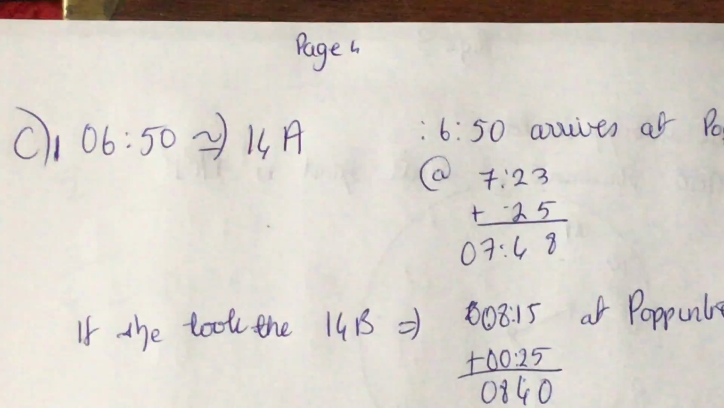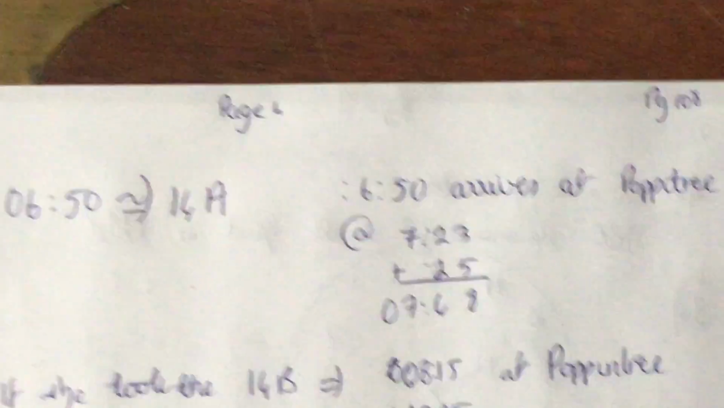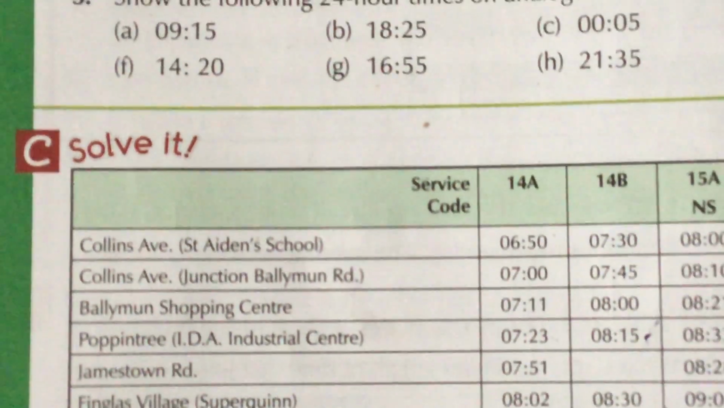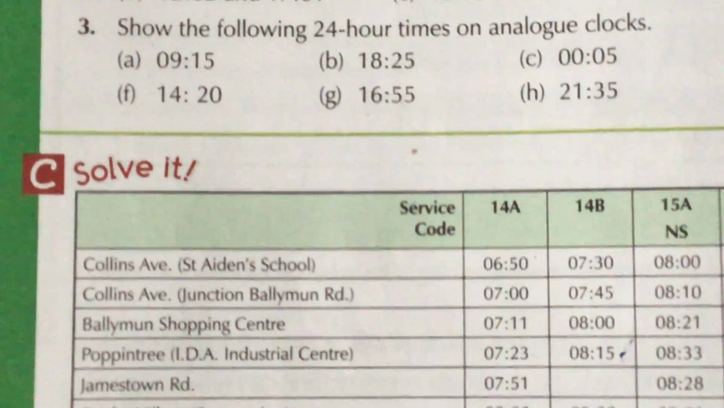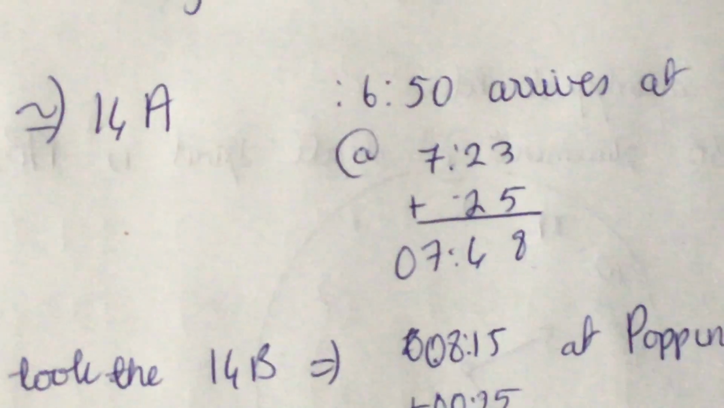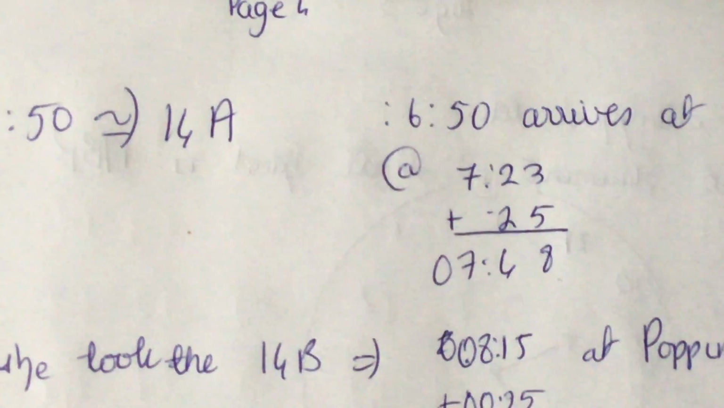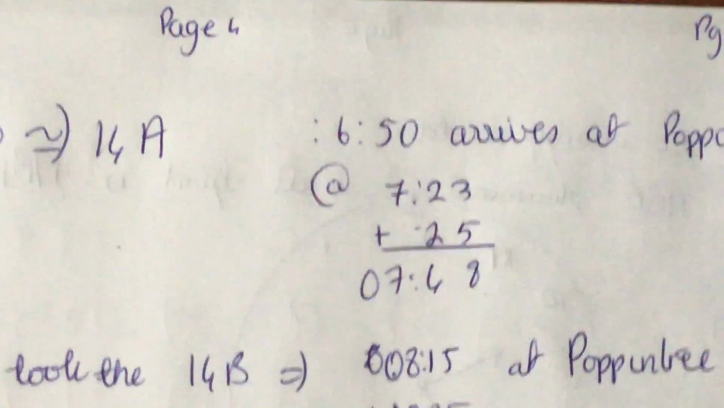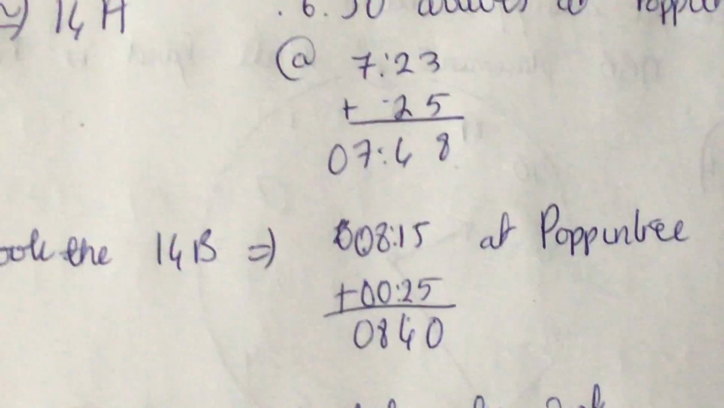So I said the first bus was 6:50, and it arrives at Poppintree at 7:23. Okay, so it leaves at 6:50. 14A leaves at 6:50 and arrives at 7:23. Now I would have to walk another 25 minutes to get to the paper factory. After getting out of that bus stop, I now have to go to the industrial centre, and it takes me 25 minutes, and that's 7 hours and 48 minutes.